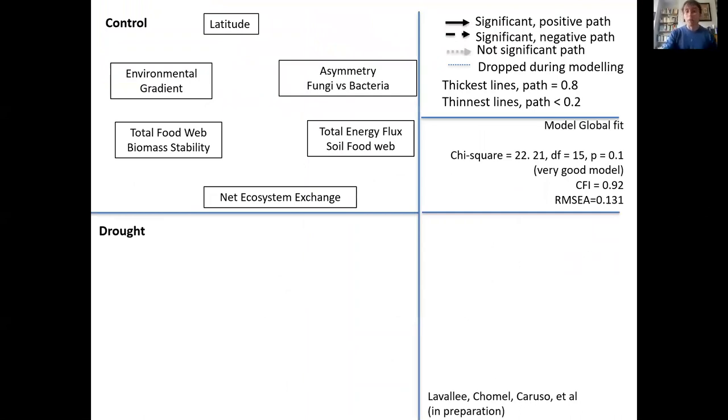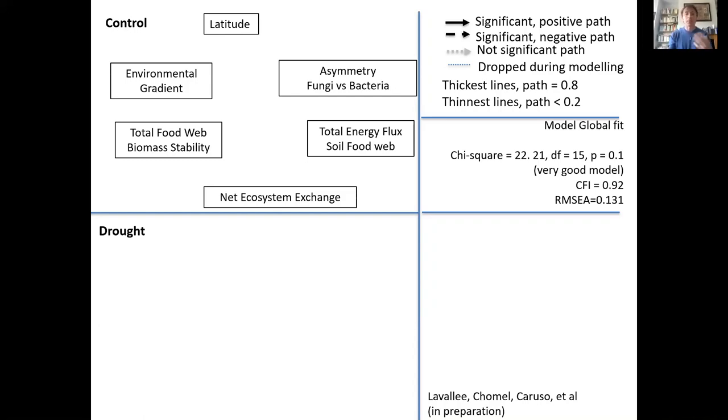And we now have a very good understanding of how environmental gradients and perturbation affect the relationship. So I just want to show you this result from our project, where we had 180 plots as control and 180 plots as drought across the span of Britain. And so we have very high replication of single individual food webs, and we could establish the relationships between the energy fluxes in the food web, net ecosystem exchange, the total biomass of the food web and its variation over time, and relate that to general properties of the food web.